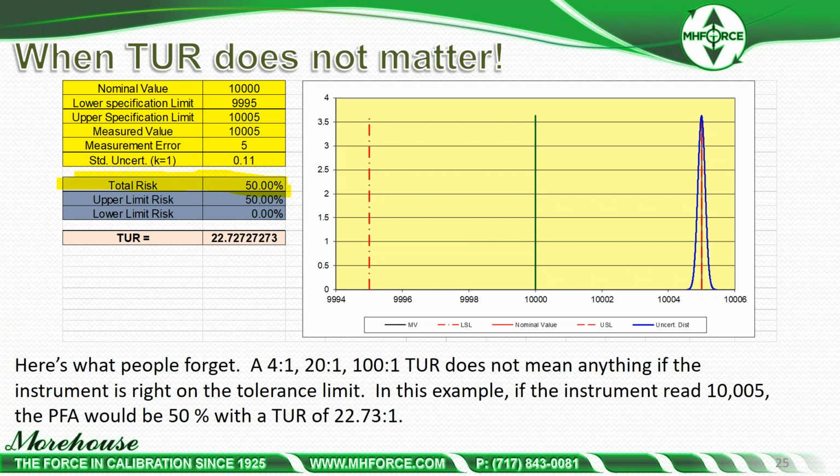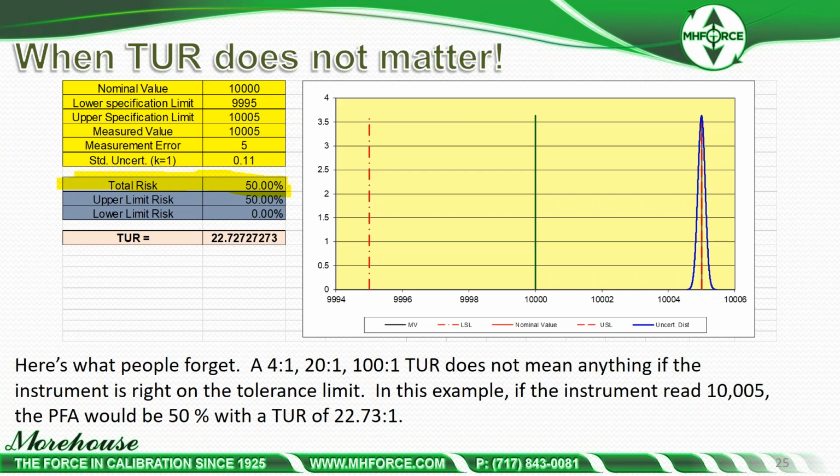So people forget this. They get caught up on, I need a 4-to-1, I need a 10-to-1, I need whatever. But here's what it really amounts to: a 4-to-1, 20-to-1, 100-to-1, 1,000-to-1 TUR does not mean anything if the instrument is right on the tolerance limit. In this example, if the instrument read 10,005, the PFA would be 50% with a TUR of 22.73. If we had a TUR of 1,000-to-1, it would be 50%.